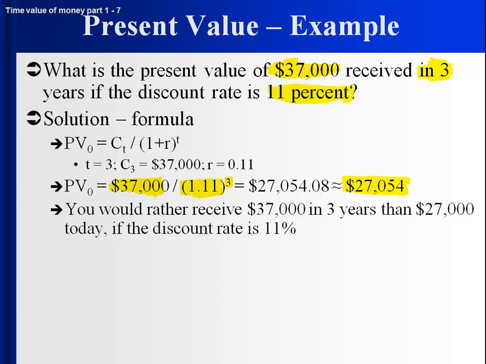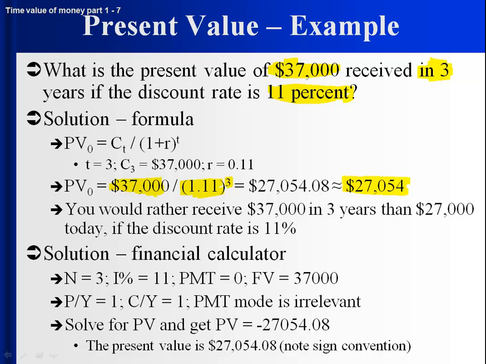So again, here you're being asked to compare two alternatives which are hard to compare at first, 37 versus 27, wait 3 years versus get it today. But because of present value, it allows you to make a value maximizing sound decision.